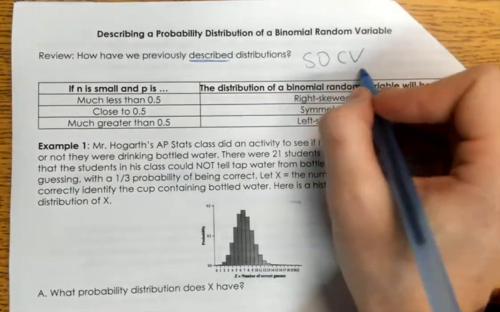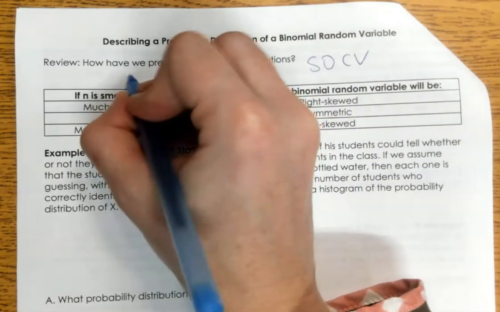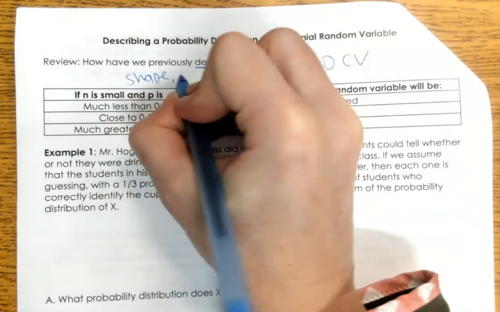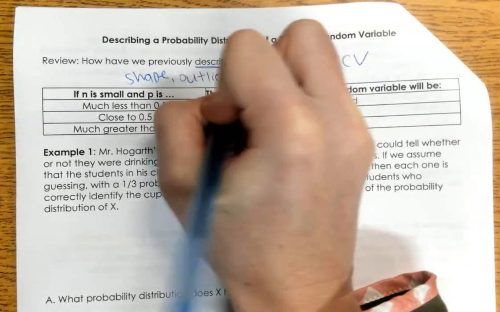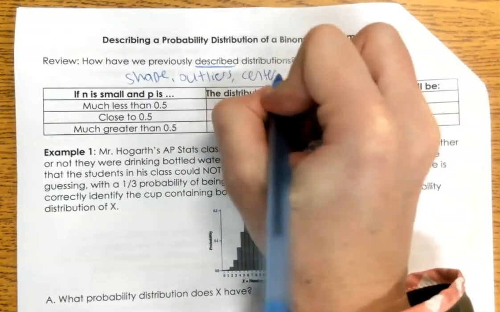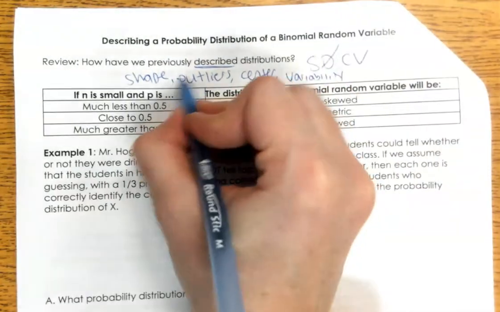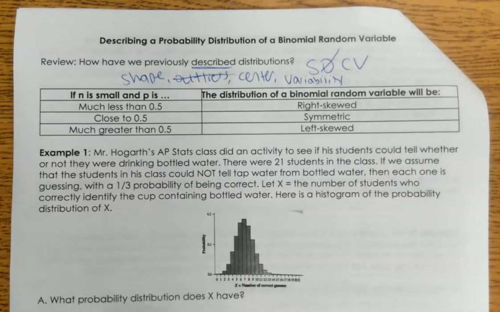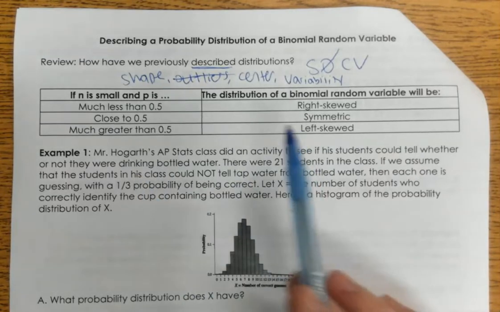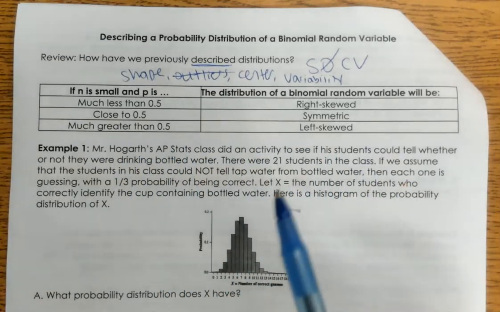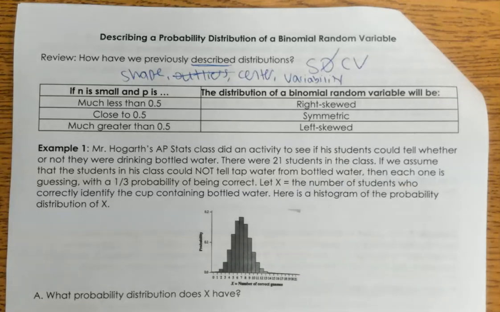All right, I hope you said SOCS, right? Which means shape, outliers, center, and variability. We don't do outliers with probability distributions, so all we need to do is address the shape, center, and variability, which we will learn how to do right now.